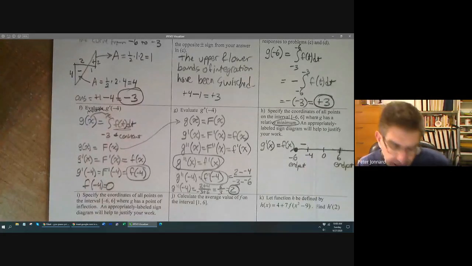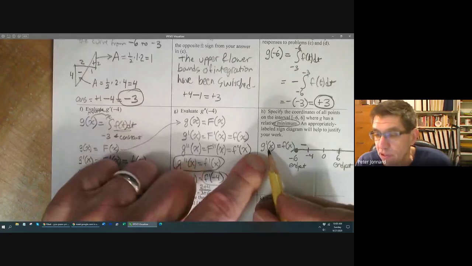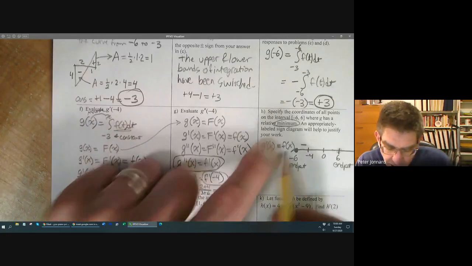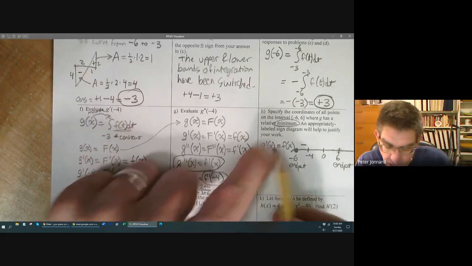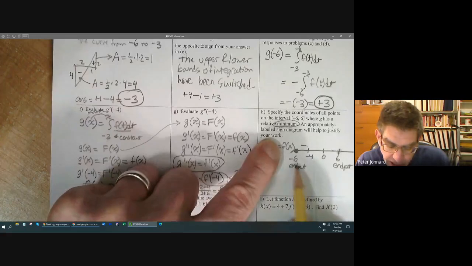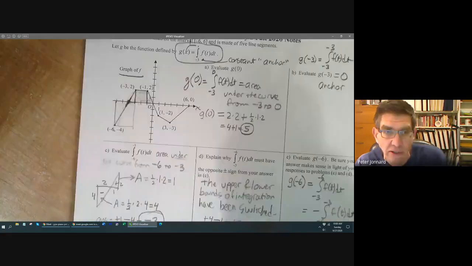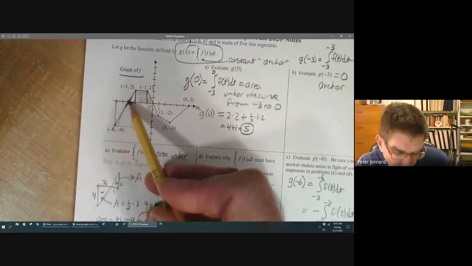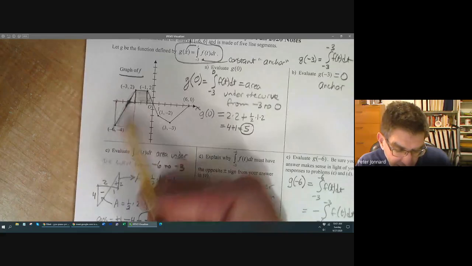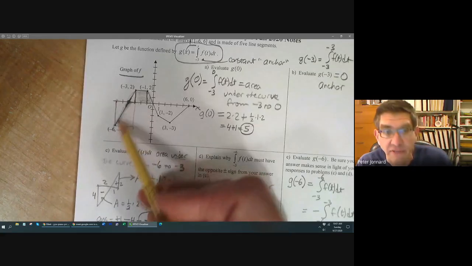Okay, and that would have to be the derivative of this function g. But just focus here. The derivative of g must equal f of x. So f of x, I'm saying, is negative between -6 and -4. Look at the graph. Between -6 and -4, this is below the x-axis. Therefore, those take on negative values.